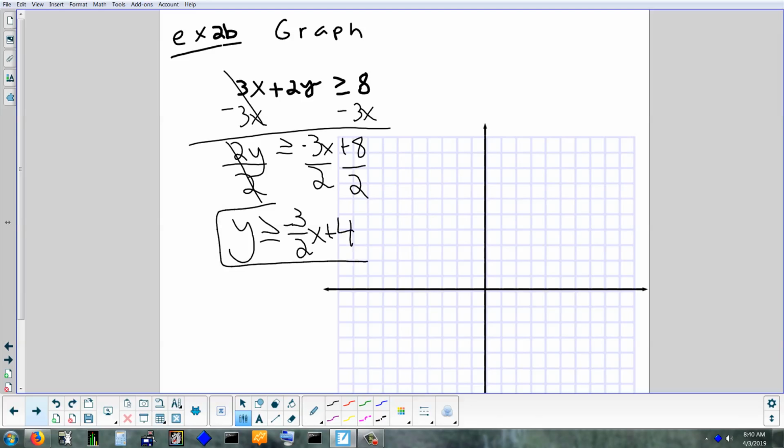So there's my equation, or my inequality in slope-intercept form. All right? So Nathan, to graph that, what do I do? No, you put a dot on 4. 4, which axis? The y-axis. So that means I have to go up 4. 1, 2, 3, 4, put a dot. Awesome.